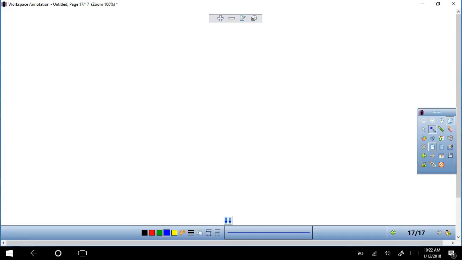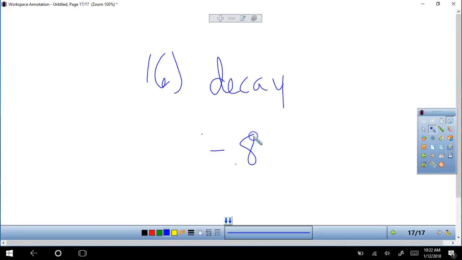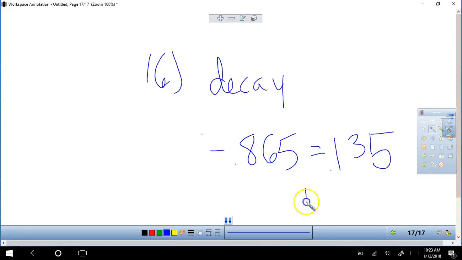Alright, growth or decay. Find the factor. Well, it's a decay because it's less than 1. To find the factor, you do 1 minus what that number to the x was, which gives you 135 thousandths, so it's 13.5%.